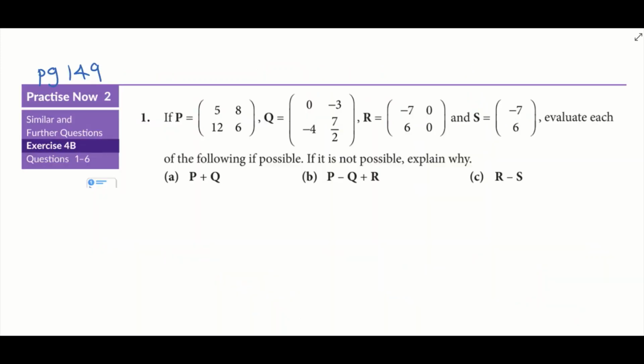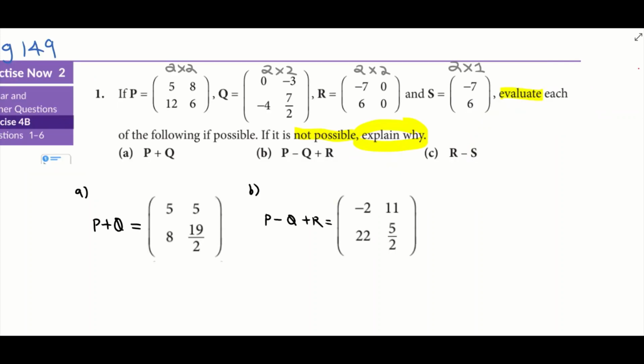Okay, so do practice now on page 149 by yourself, and we will check our answers. Take note that you need to evaluate, and if it's not possible to do so, you need to explain why. So these are the answers for A and B. Of course, we need to simplify any improper fraction.